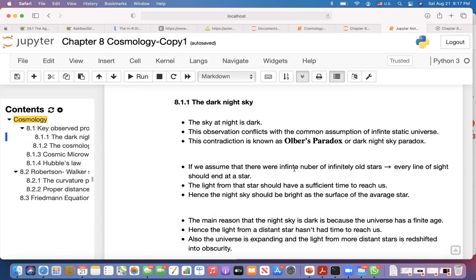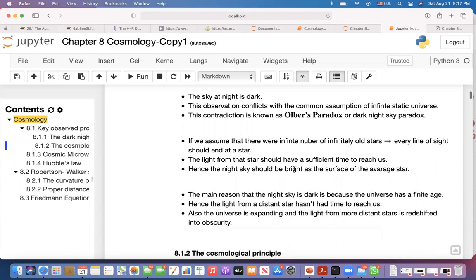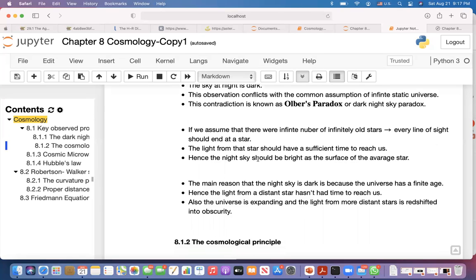If you have an infinite number of stars, then again, with a star in any direction you are looking, the light from that star should have sufficient time to reach us if you are living in a static universe. So hence the night sky should be as bright as the surface of the average star. What that means is, when you look at the night sky, it should be as bright as the surface of the average star.